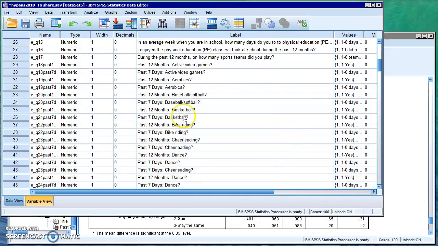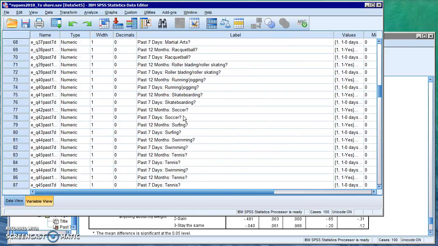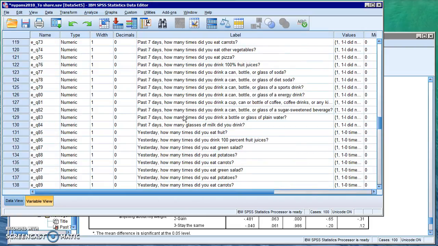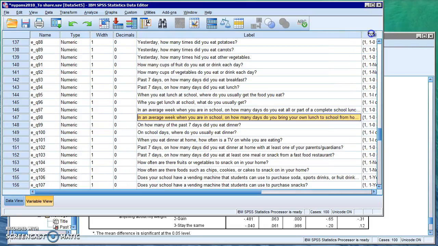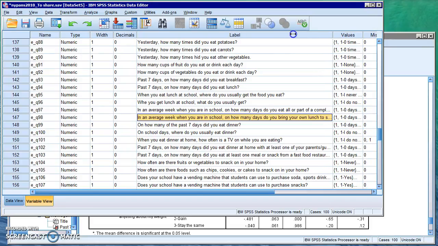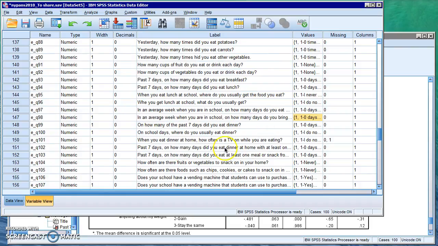And then we scroll down to 98, which is the number of days we bring our lunch. And this, as you can see here, is asked in this manner. In an average week, when you are in school, on how many days do you bring your own lunch to school from home? And that is measured from 0 to 5 days, but it is coded from 1 to 6, and that is important to keep in mind as well.